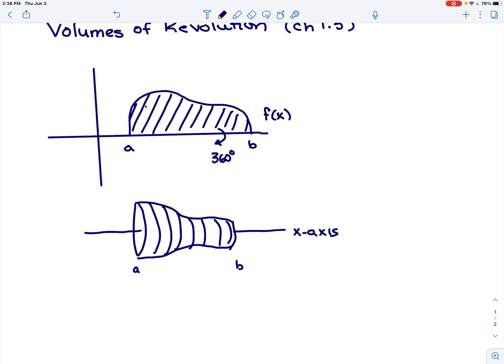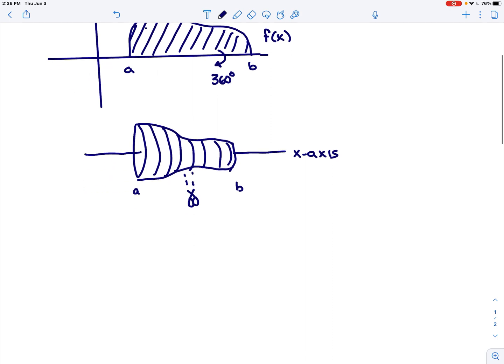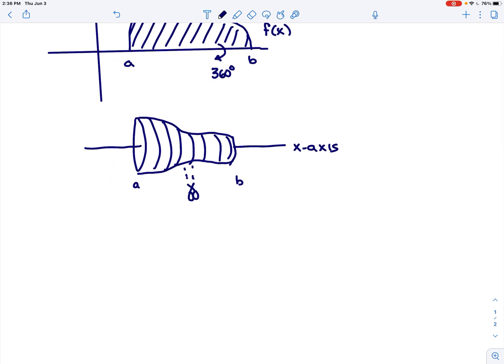Then we're going to look at a small section of this. If you want to think about cutting out a piece of that, it would be like if I had a whole bunch of CDs all together. I could curve them so they make a shape, and then when I pull it out, I would have this mini cylinder around the x-axis.